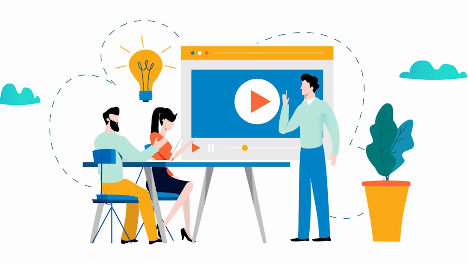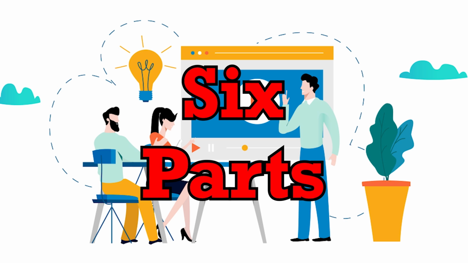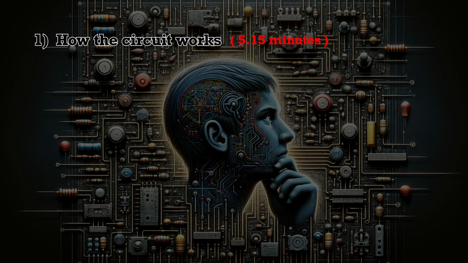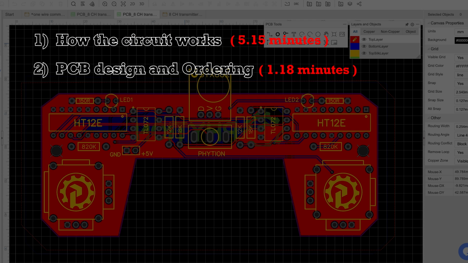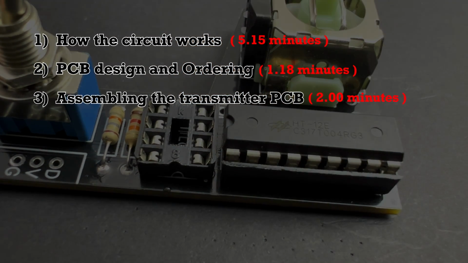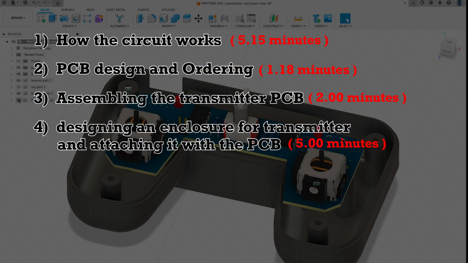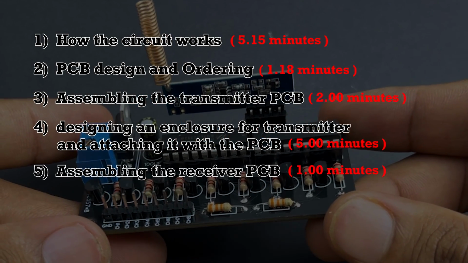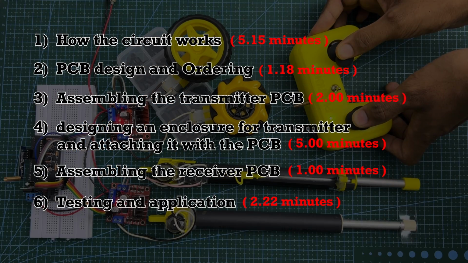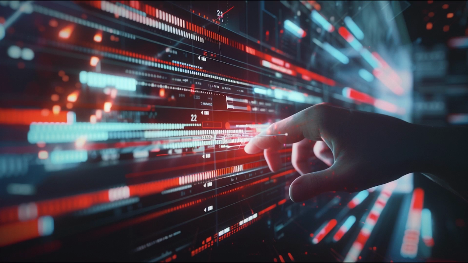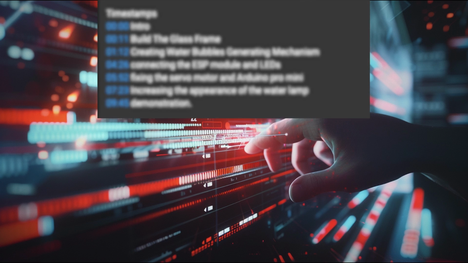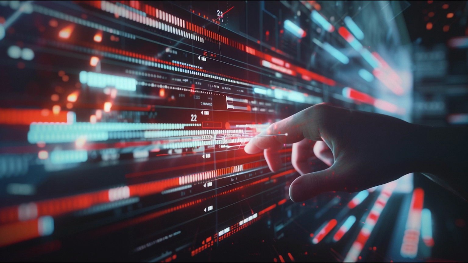Here, I have divided this tutorial into 6 main parts: how the circuit works, PCB design and ordering, assembling the transmitter PCB, designing an enclosure for the transmitter and attaching it with the PCB, assembling the receiver PCB, and testing an application. I have prepared timestamps for each section, allowing you to watch only what you need.